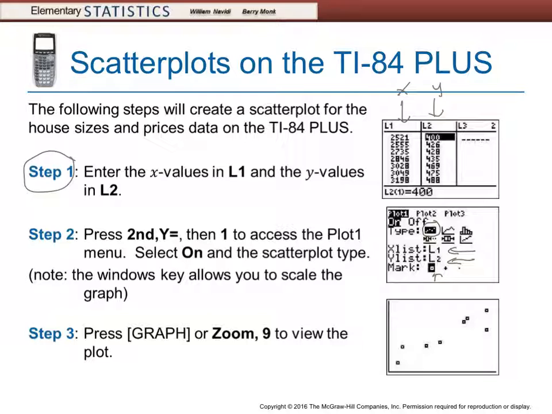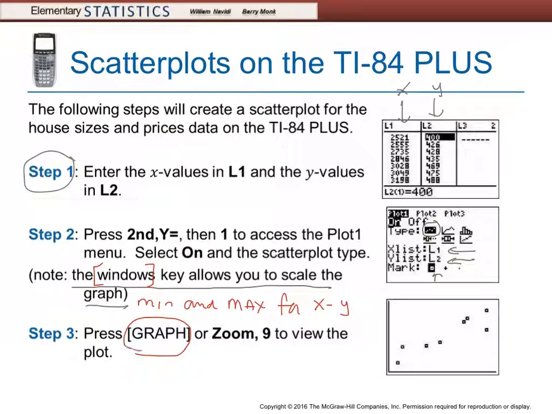In most cases, you want to set up the window key to allow you to scale the graph. What that means is when you hit the Window key next to the Y equals key, you can scale the graph based on the minimum and maximum values for X and Y. And we'll show this in class as well. Once you're done setting up the scale, then you press graph, and you end up with a screen that looks like this. So there's your scatter plot on the TI-83 or 84.